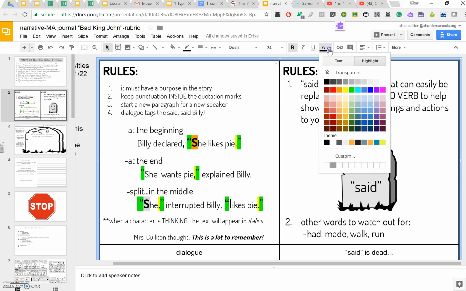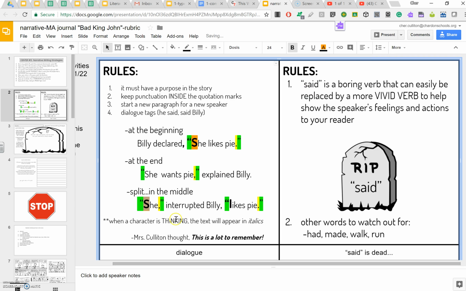She likes pie. It's interrupted. This is not part of my sentence. And then this is not the beginning of the sentence because it started way over here, so this is a lowercase letter.